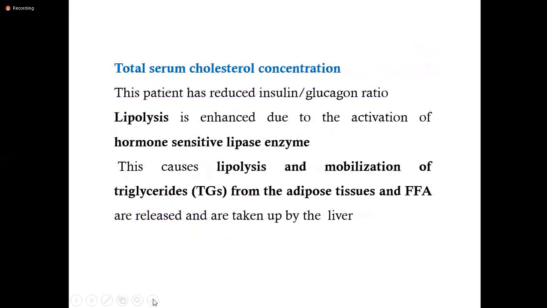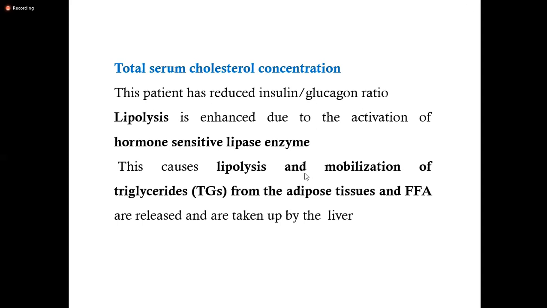Can somebody read the next answer for the cholesterol elevation? Shall I ask somebody or will somebody read? May I try, madam? Please, yes.